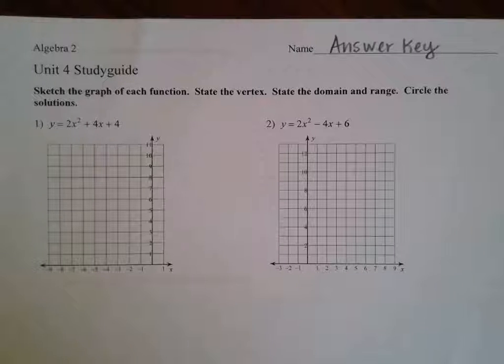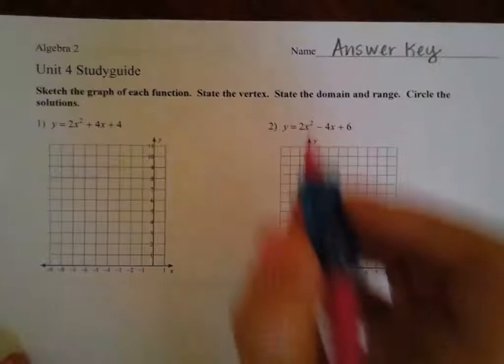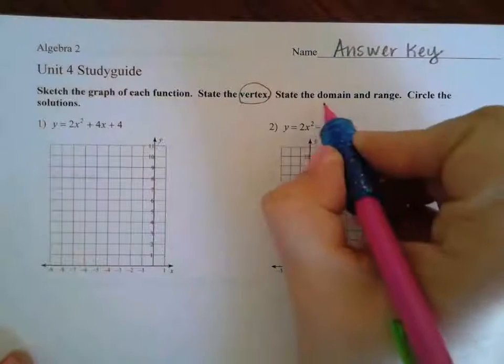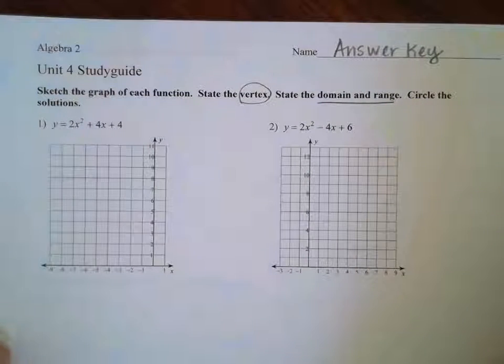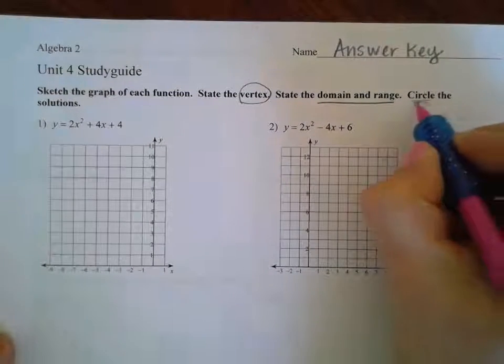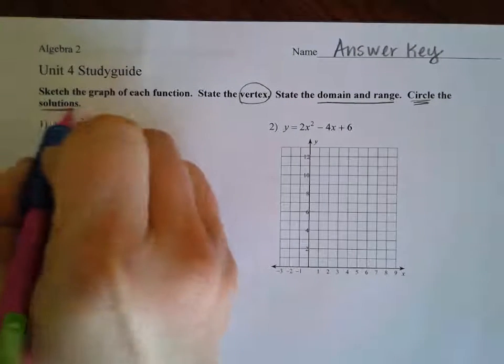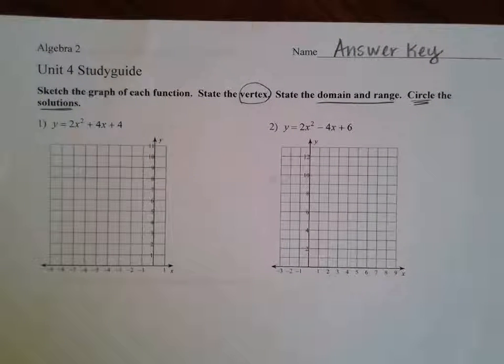So let's start with numbers 1 and 2. We are sketching the graph for each of these functions. We're going to state the vertex. We're going to then do the domain and range. And then on these problems, I'm just asking you to circle where the solutions are going to be. Remember, your solutions are where you cross the x-axis.